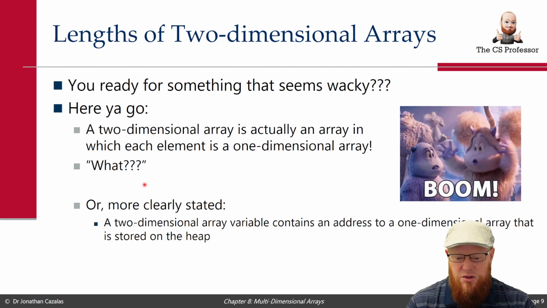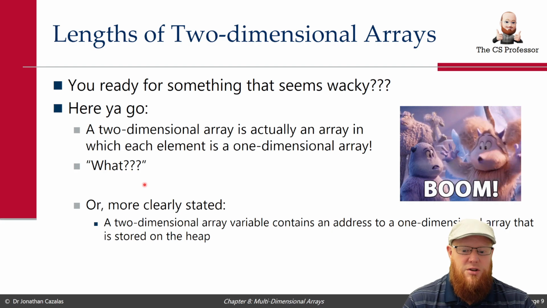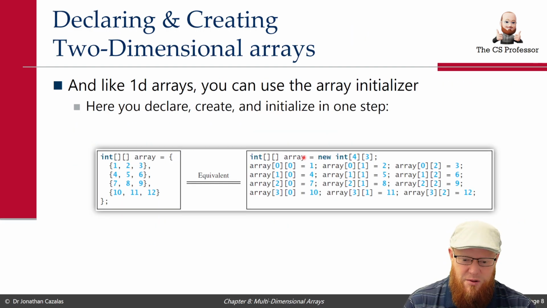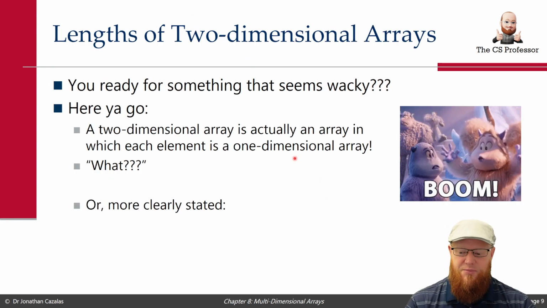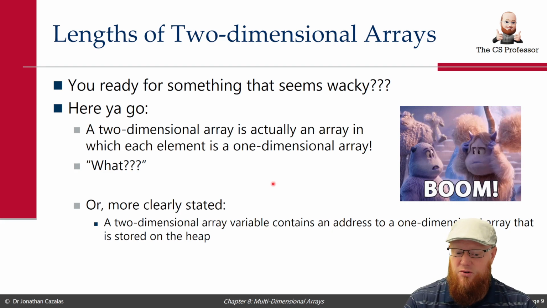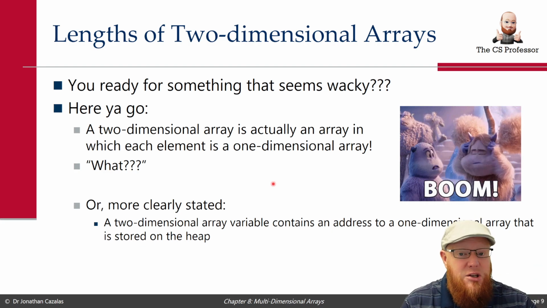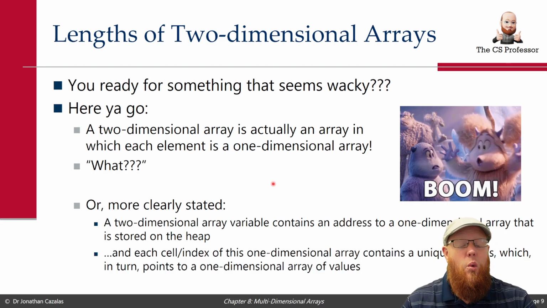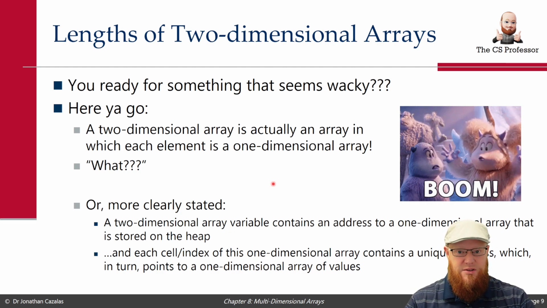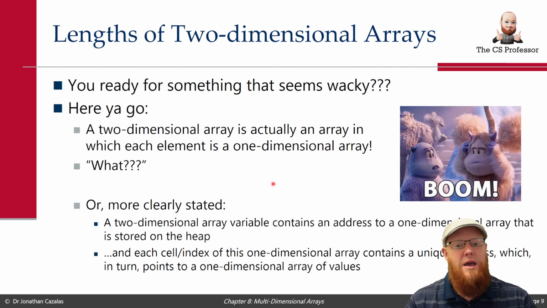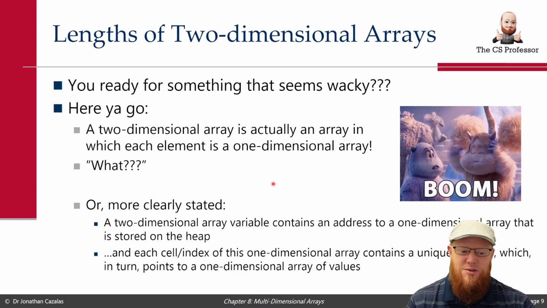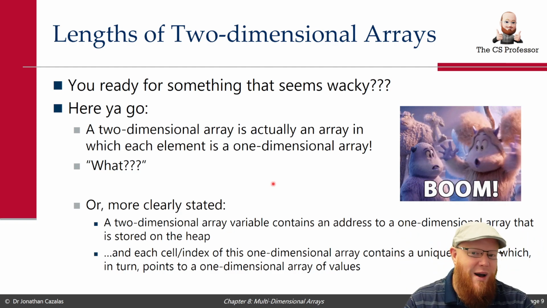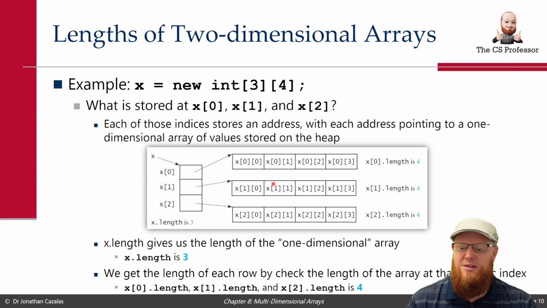More clearly stated, a two-dimensional array variable contains an address, right? We just showed you on the previous page, right? This variable array, it contains an address. An address to what? Well, for now, we would have said an address to a two-dimensional array on the heap. But in fact, this two-dimensional array variable contains an address to a one-dimensional array that is stored on the heap, and each cell of that one-dimensional array contains a reference that in turn points to a one-dimensional array of values. I agree with the GIF, like what? So it's nice to be able to see a depiction of this, and we'll go through it some more.